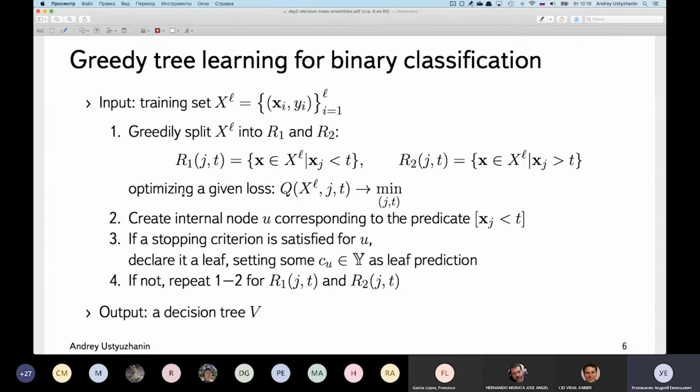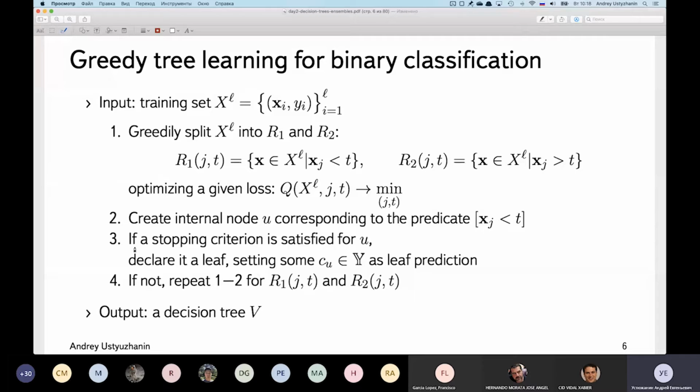And by greedy split, we try to minimize or optimize a given loss function. So we demand that the loss computed over the whole tree should be minimum. So we create an internal node at the second step. We created an internal node corresponding to the predicate that matches the condition of the previous split.